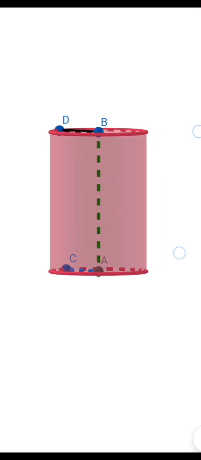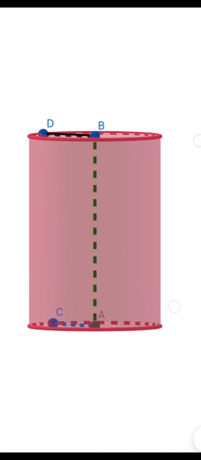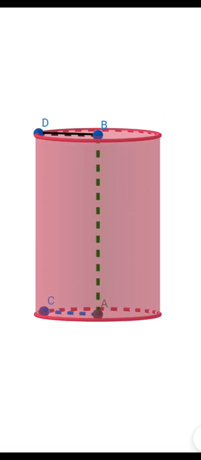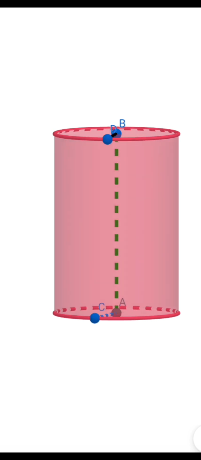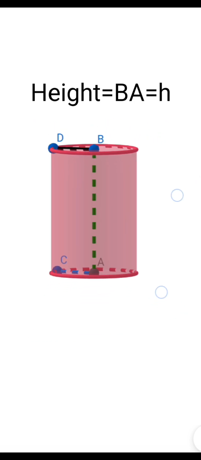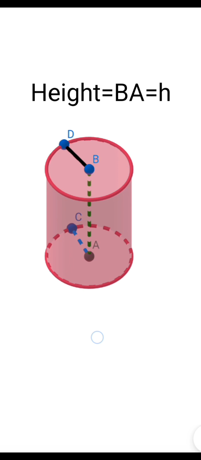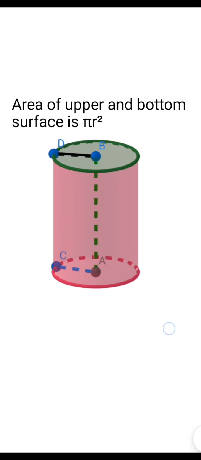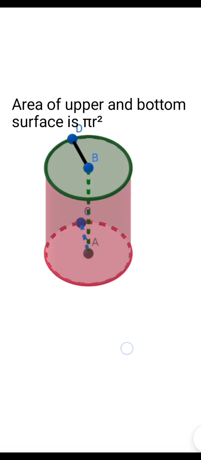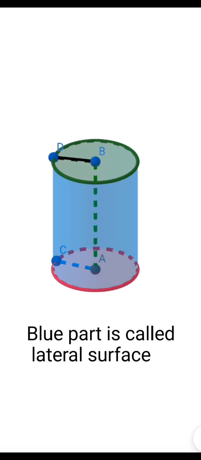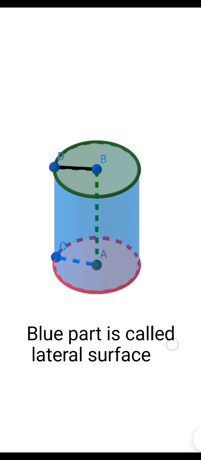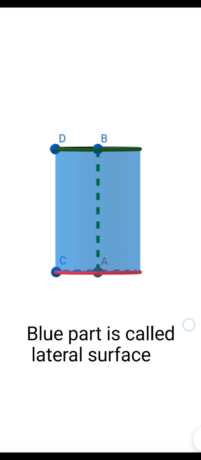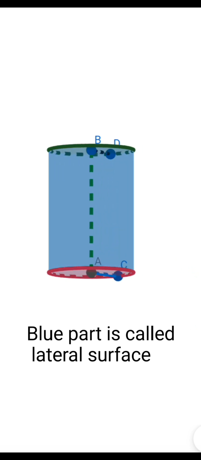That means BD and AC both can be considered as the radius of the circle. And if we join both the centers B and A of the circles, then this line BA would be considered as the height of the cylinder. Being a circle, the area of the upper and bottom surface would be pi r square. This blue part is the lateral surface, the area of which would be 2 pi r h.